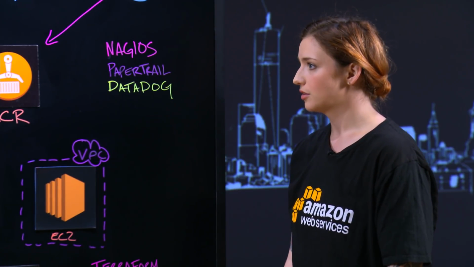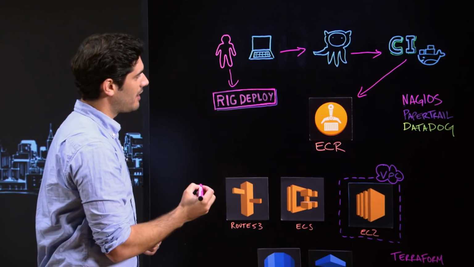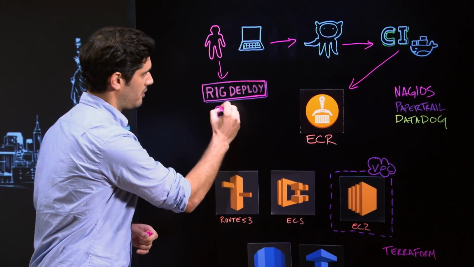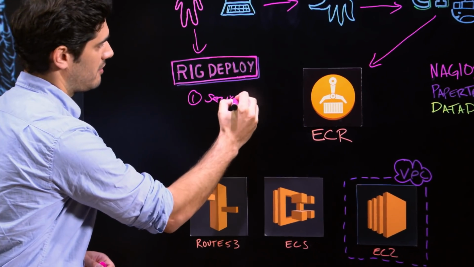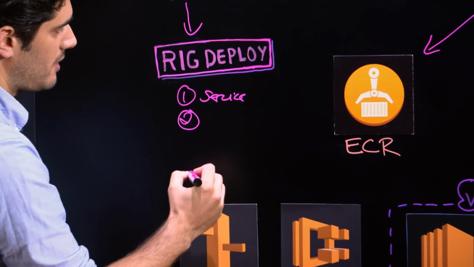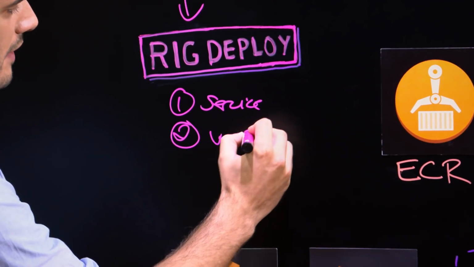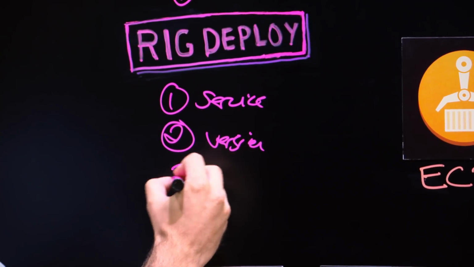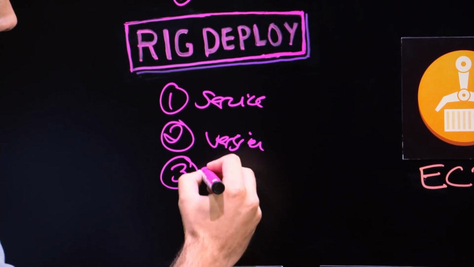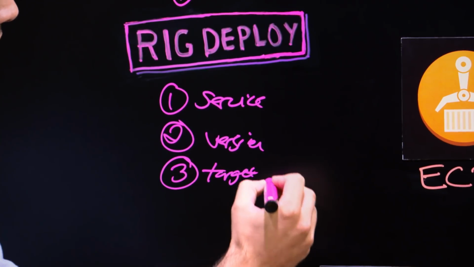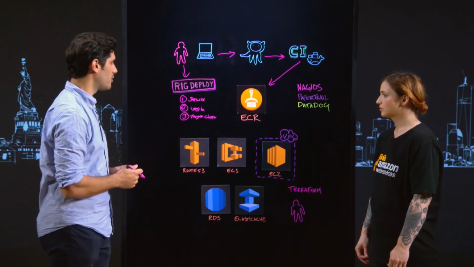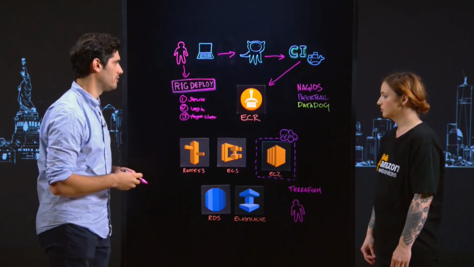We built a platform called Rig. Rig asks for three simple things in order to deploy a container image. It asks for 1, the name of the service, 2, the version that you'd like to deploy, and that comes from the commit that's been pushed up and built through CI, and then 3, the target cluster. Obviously, we're using ECS for our container scheduler, and those target clusters represent a variety of different workloads, including staging and production.